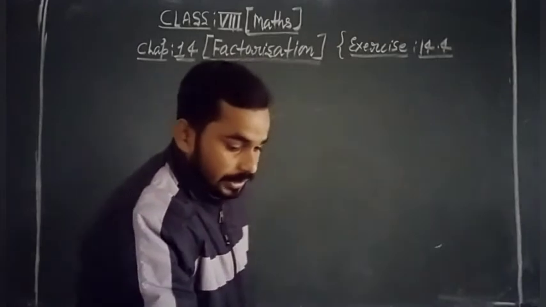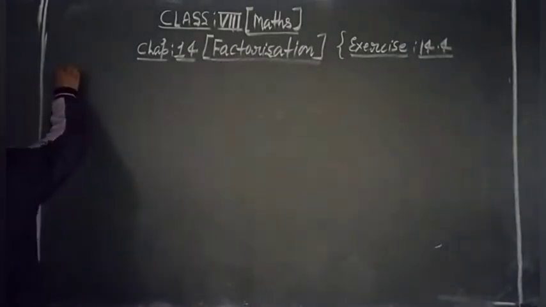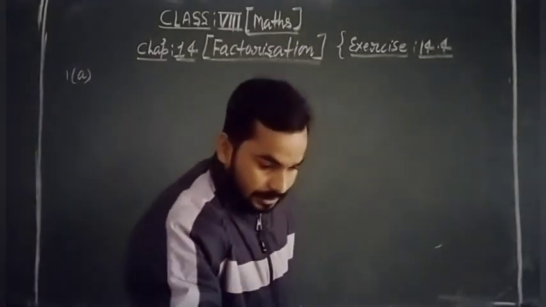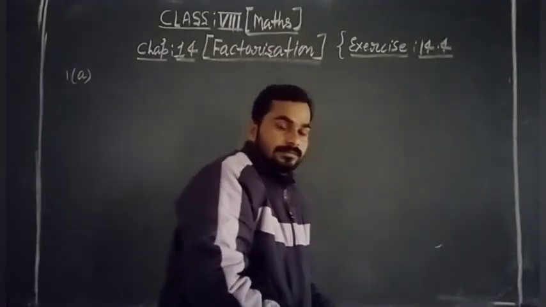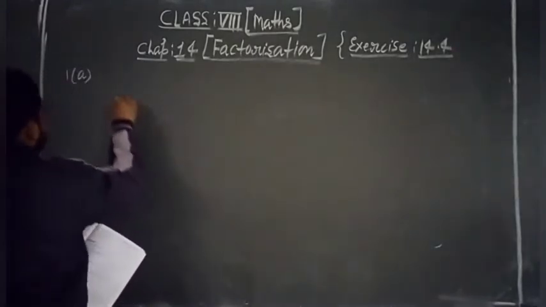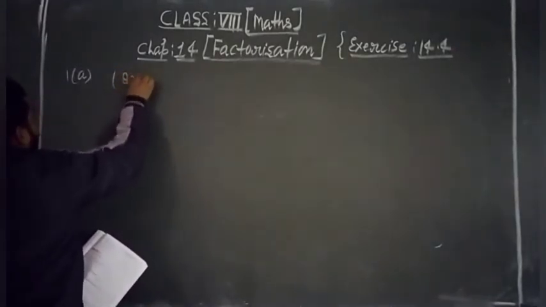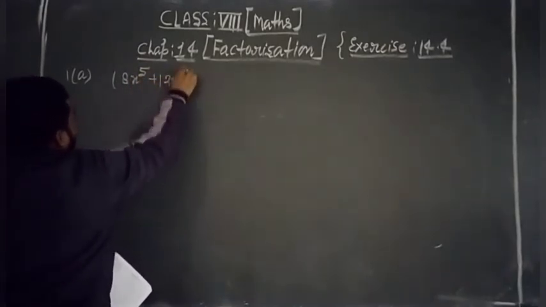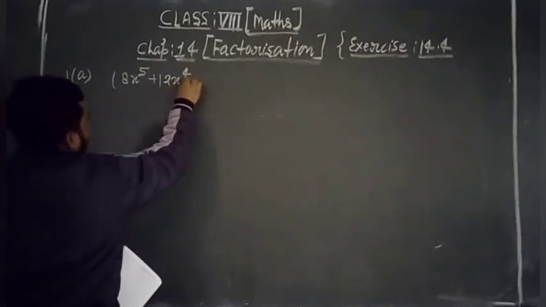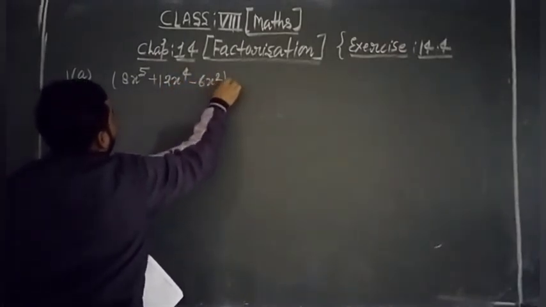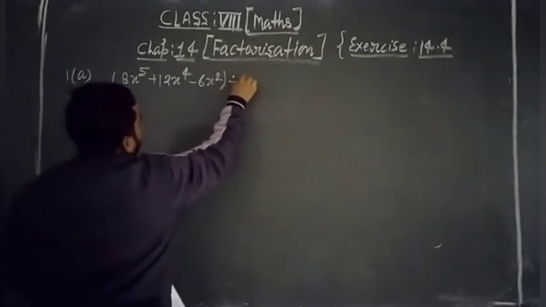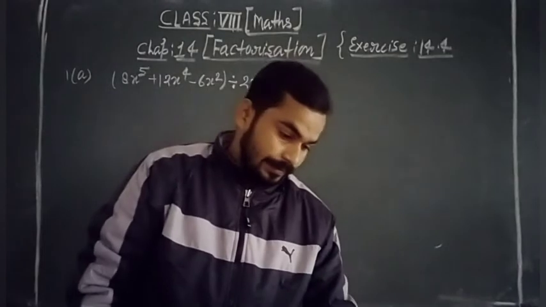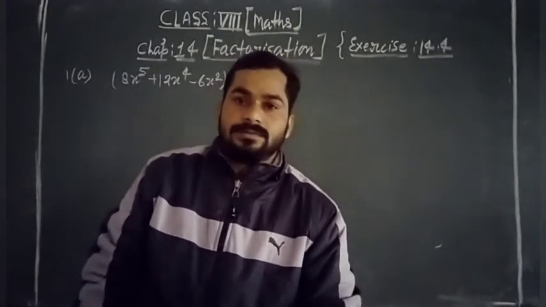Question 1, part A: 8x square, 8x to the power 5 plus 12x to the power 4 minus 6x square, divided by 2x square. So divide.